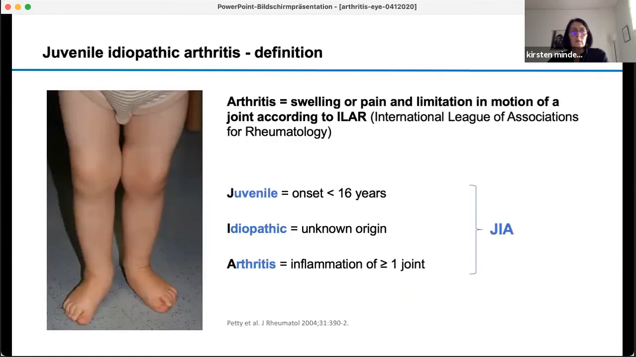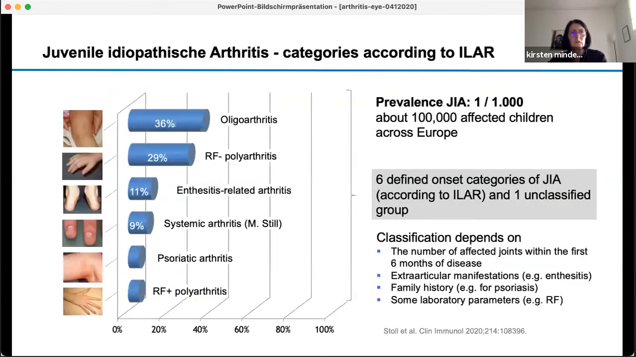So in the most common chronic rheumatic disease in children, uveitis is the most frequent extra-articular manifestation. And I will now go into more detail about this common rheumatic disease. JIA is defined as an arthritis of unknown etiology that begins before the age of 16 and persists for at least 6 weeks. And you know, JIA is not a single disease.